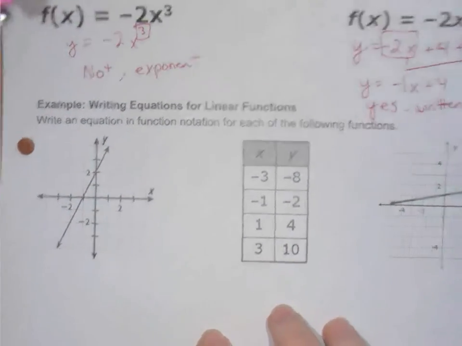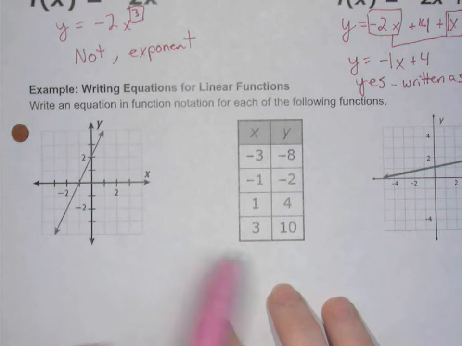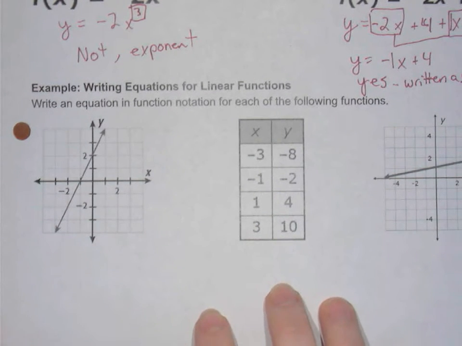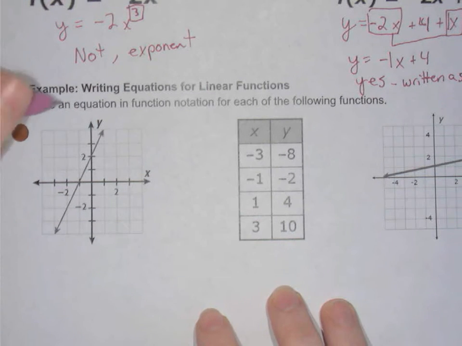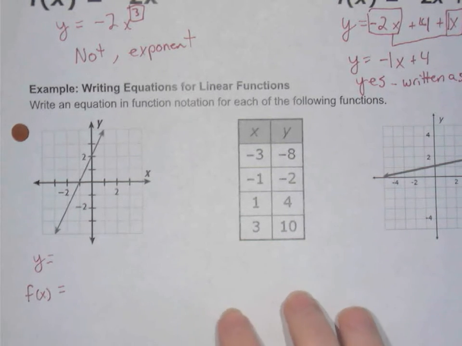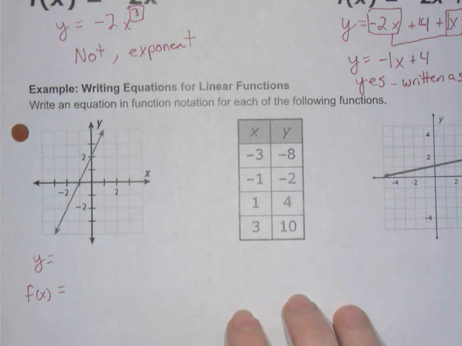We've done this before. We've done both of these types with a graph and with a table before, but I want to walk you through some examples just to refresh your memory. So we're writing an equation in function notation for each of the following functions. So instead of writing an equation that starts with y equals, we want our equation to be f of x equals, all right? We'll do both so you can see that they're both exactly the same.